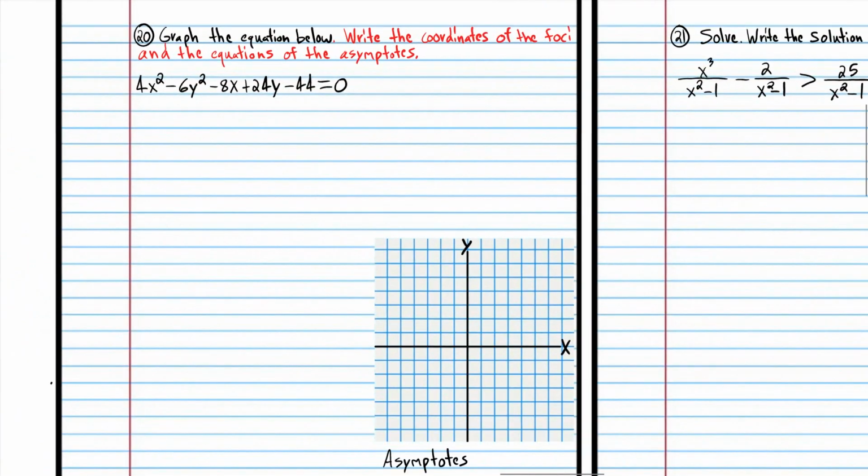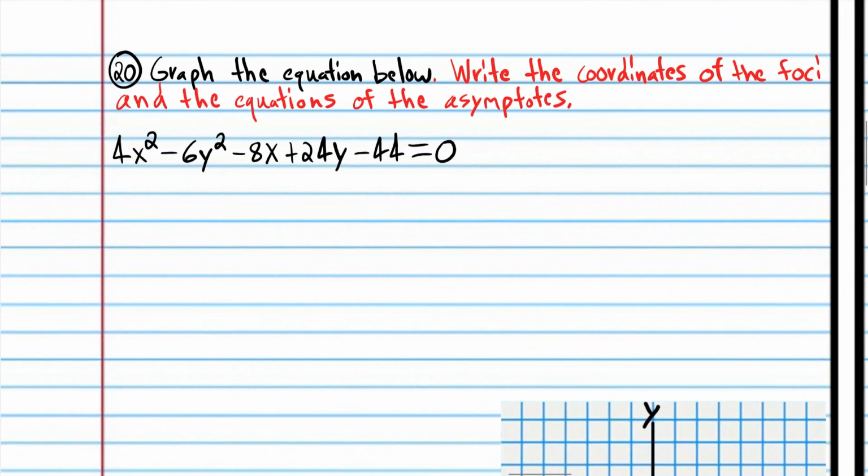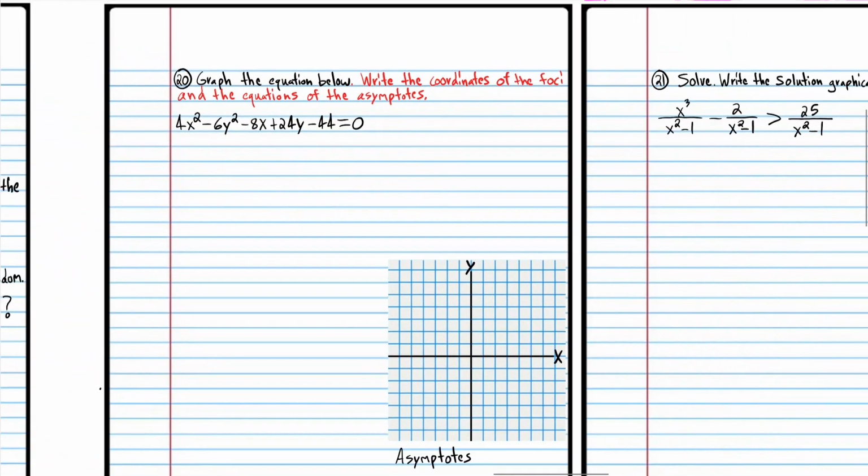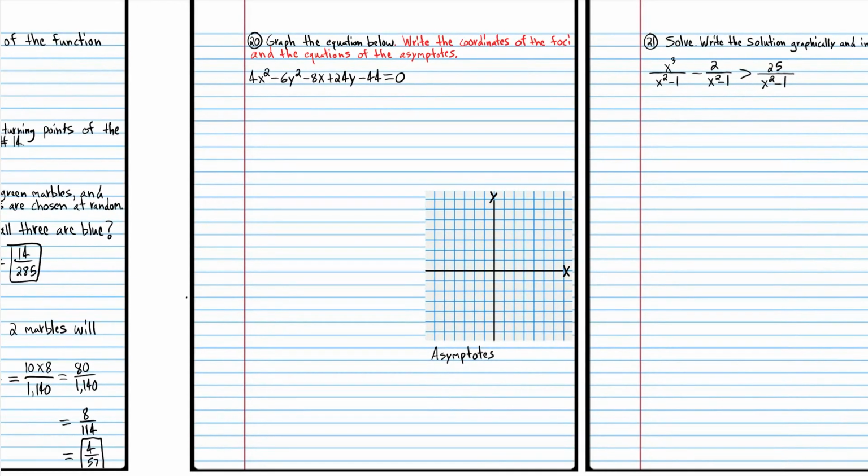So now we're going to graph this here, and we know that this is not a parabola because we have more than one variable squared, but I'll let you figure this out. So go ahead and try number 20. When you come back, we'll do it together.